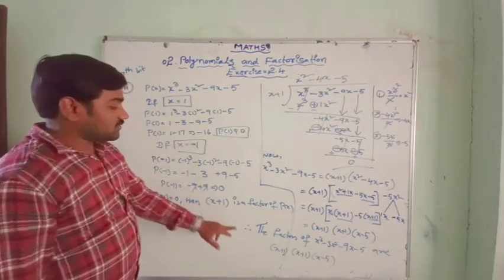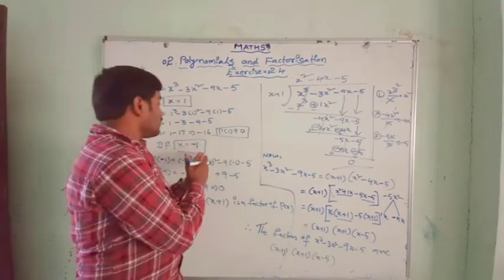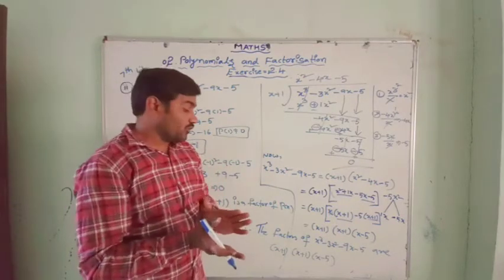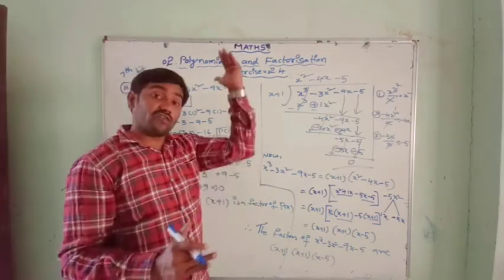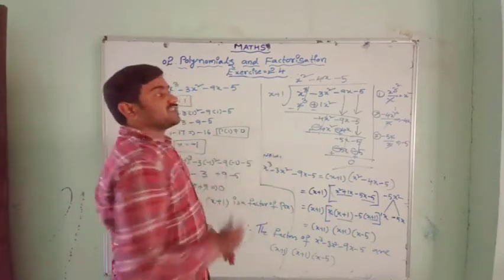If you go for the trial and error method, what happens? See that at x equal to minus 1 you will get 0. And at p of 2 and p of minus 2, p of 3 and p of minus 3, p of 4 and p of minus 4, you will never get 0. At p of 5, you will get 0. That becomes a very lengthy process, so I told you this division method.